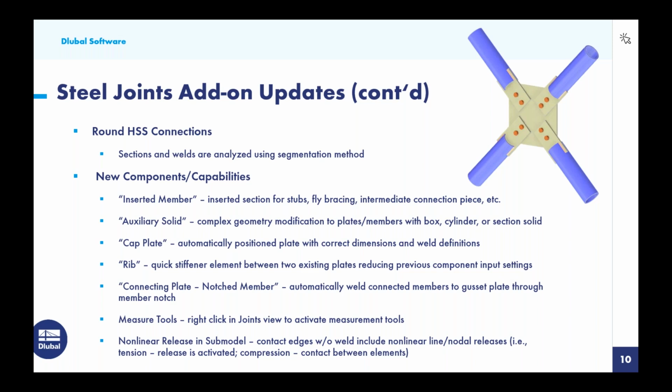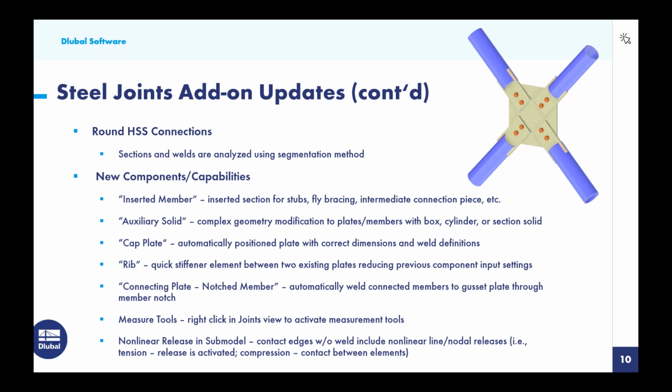We also have added a cap plate. So this automatically positions the plate with the correct dimensions and weld definitions, for example, to the top of a member. We have a new rib component. So this is a quick stiffener element that exists between two plates. And this is just really going to reduce what previously took many other components to create. So a much more efficient option now.